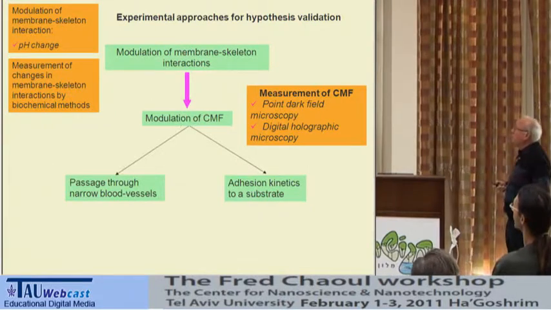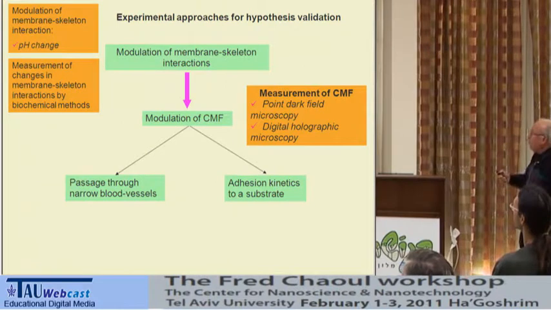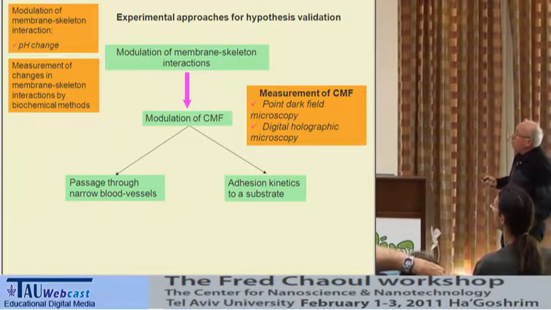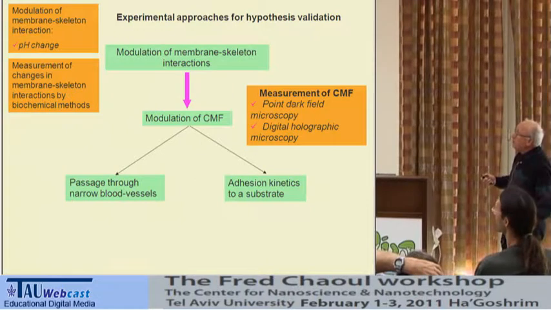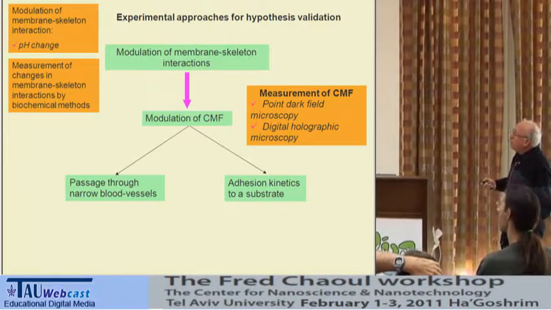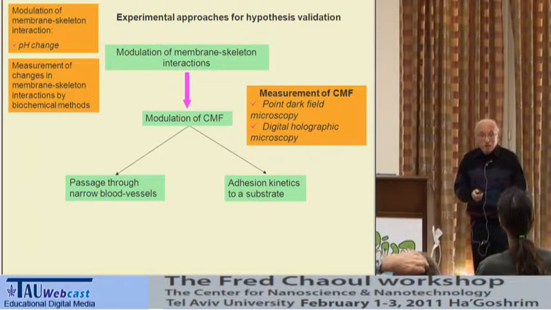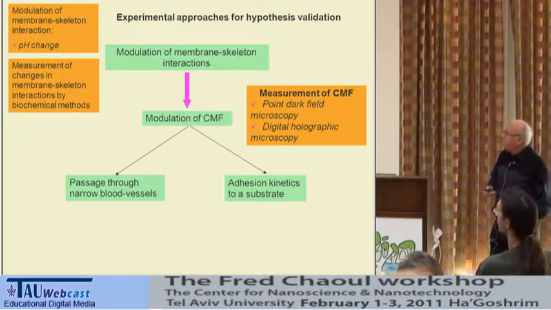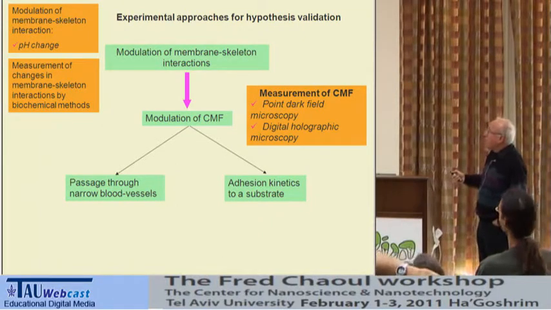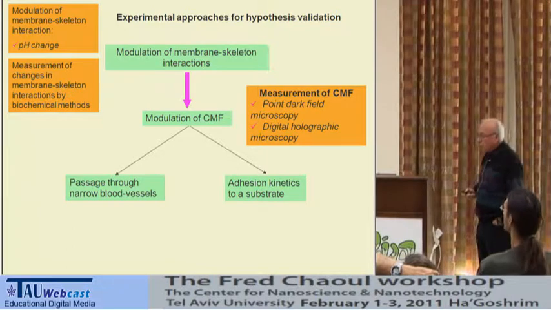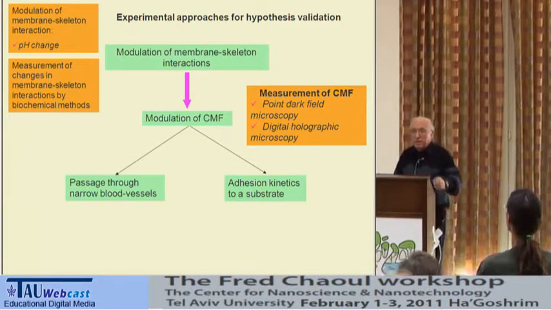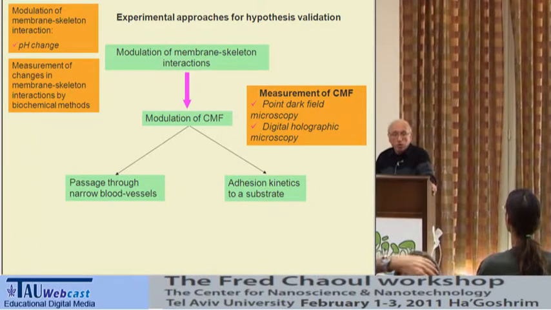Okay, in order to prove our hypothesis, we need first to be able to measure cell membrane fluctuation. We have to be able to modulate the membrane skeleton interaction, and we also have to be able to measure it. We chose to modulate it by a simple chemical treatment, like changing the external pH, both up and down. And for the measurement, we used two methodologies, one that we previously developed and a newer one that was developed by others and introduced into the literature about 5 or 6 years ago.